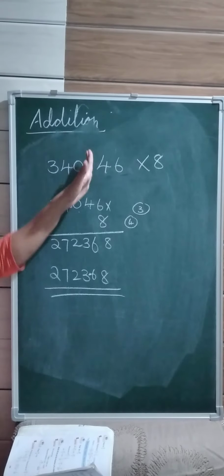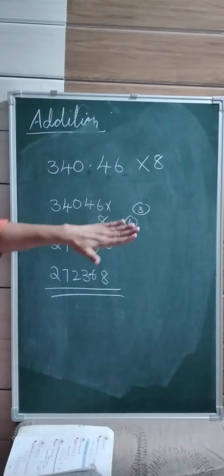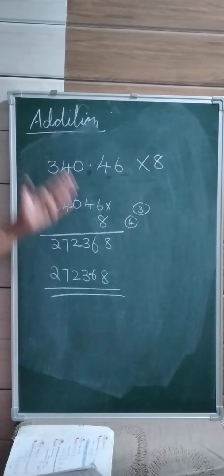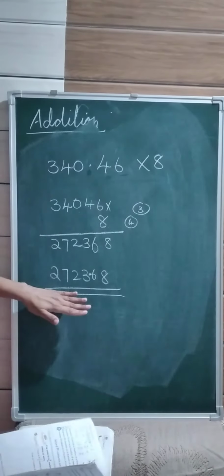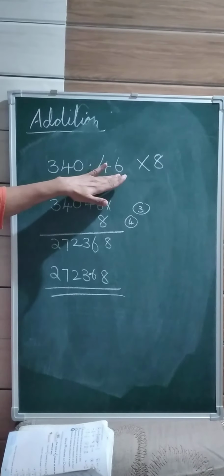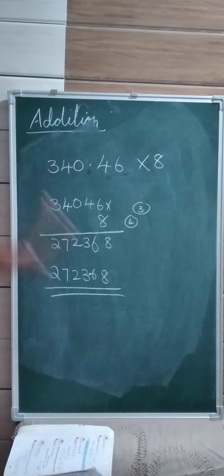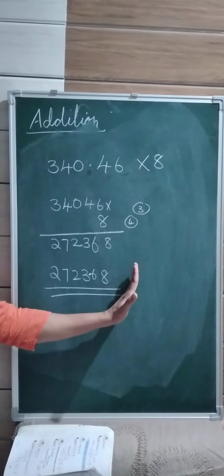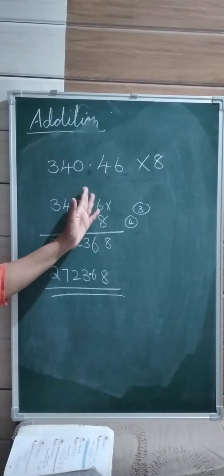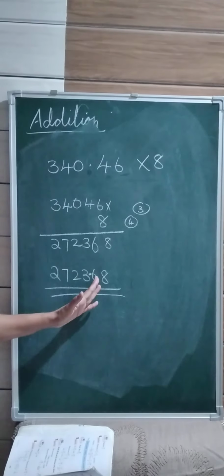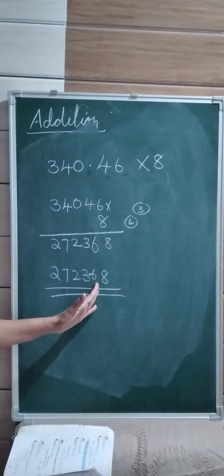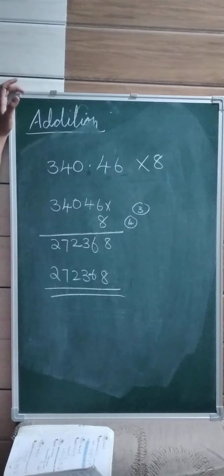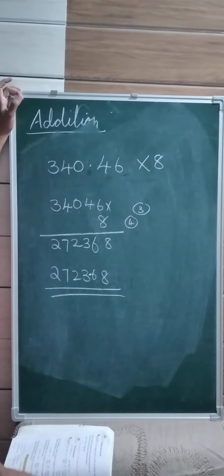Okay. Forgetting the decimal point, we can do the multiplication in the normal way. After that, we can count the decimal digits in the question. That many decimal digits we need in the answer. Counting starts from this side. 1, 2. Here 2 digits are in the decimal place. So we need 2 decimal digits in the answer also. After that we can put the point. Okay children, multiplication is easy.